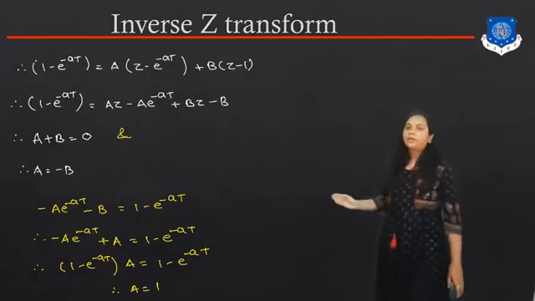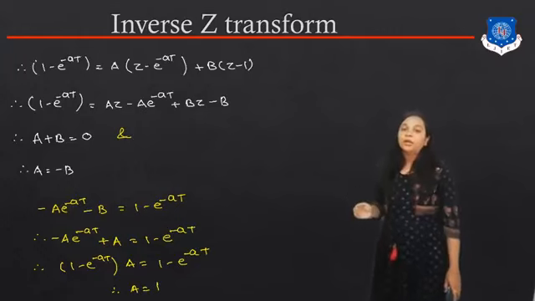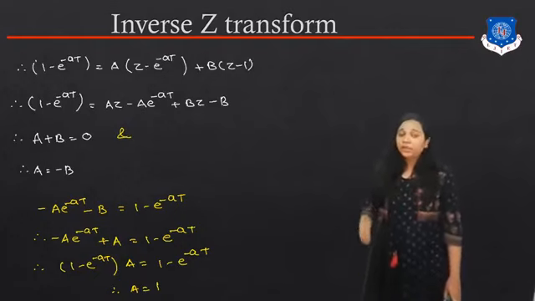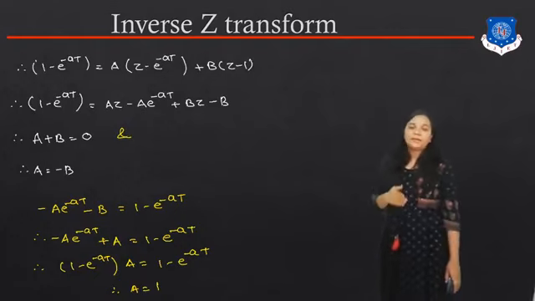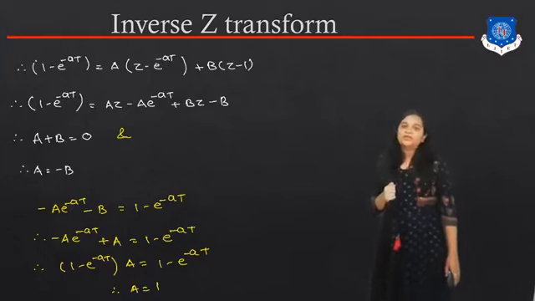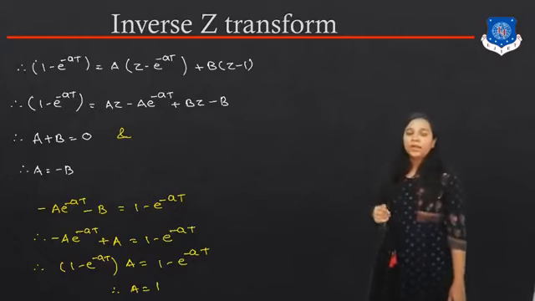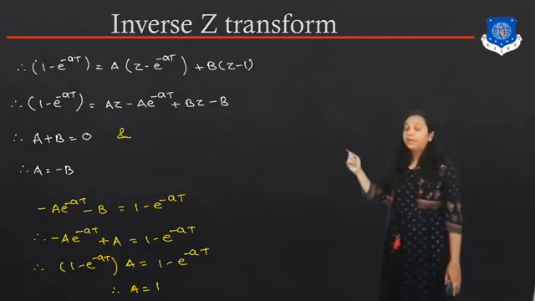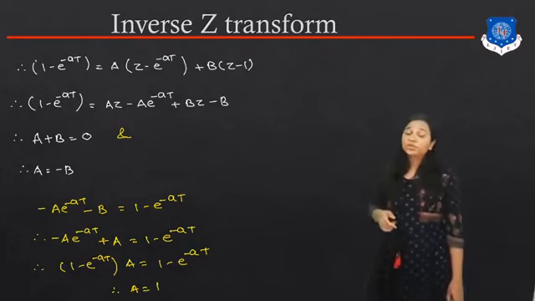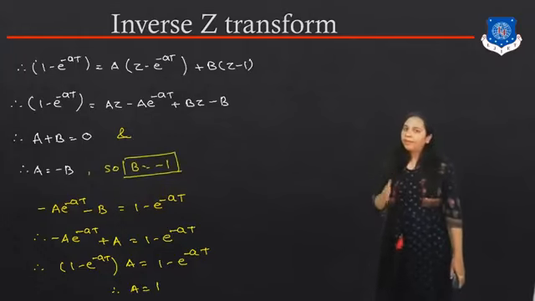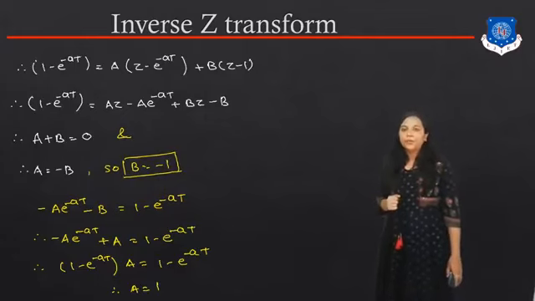So in the bracket, (1 minus e raised to minus aT) into A is equal to 1 minus e raised to minus aT. On both sides, left hand side and right hand side, the term 1 minus e raised to minus aT is cancelled out, and we get A is equal to 1. Now you can see that A is equal to minus B. So what is the value of B? We get B is equal to minus A and A is equal to 1, so B is equal to minus 1.